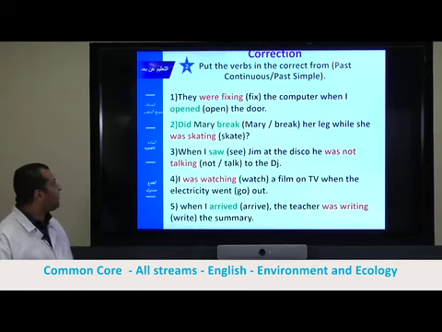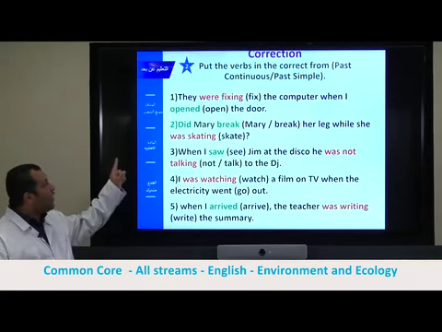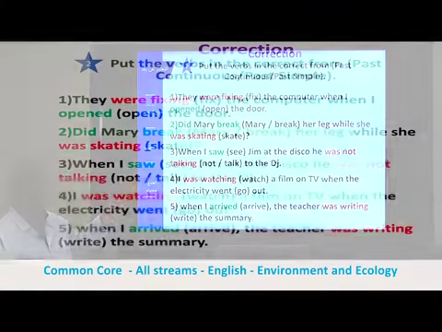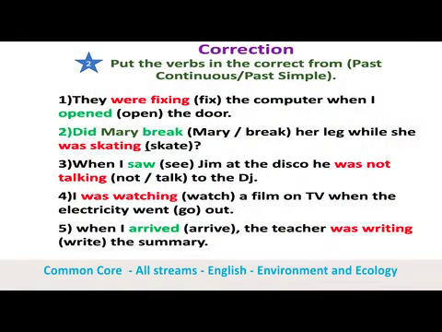Let's correct. Number 1, they were fixing. The action of fixing is a long action. They were fixing the computer when I opened the door. So the action of opening is short and the action of fixing is long. And please, this rule will be applied for the rest and for the other examples.